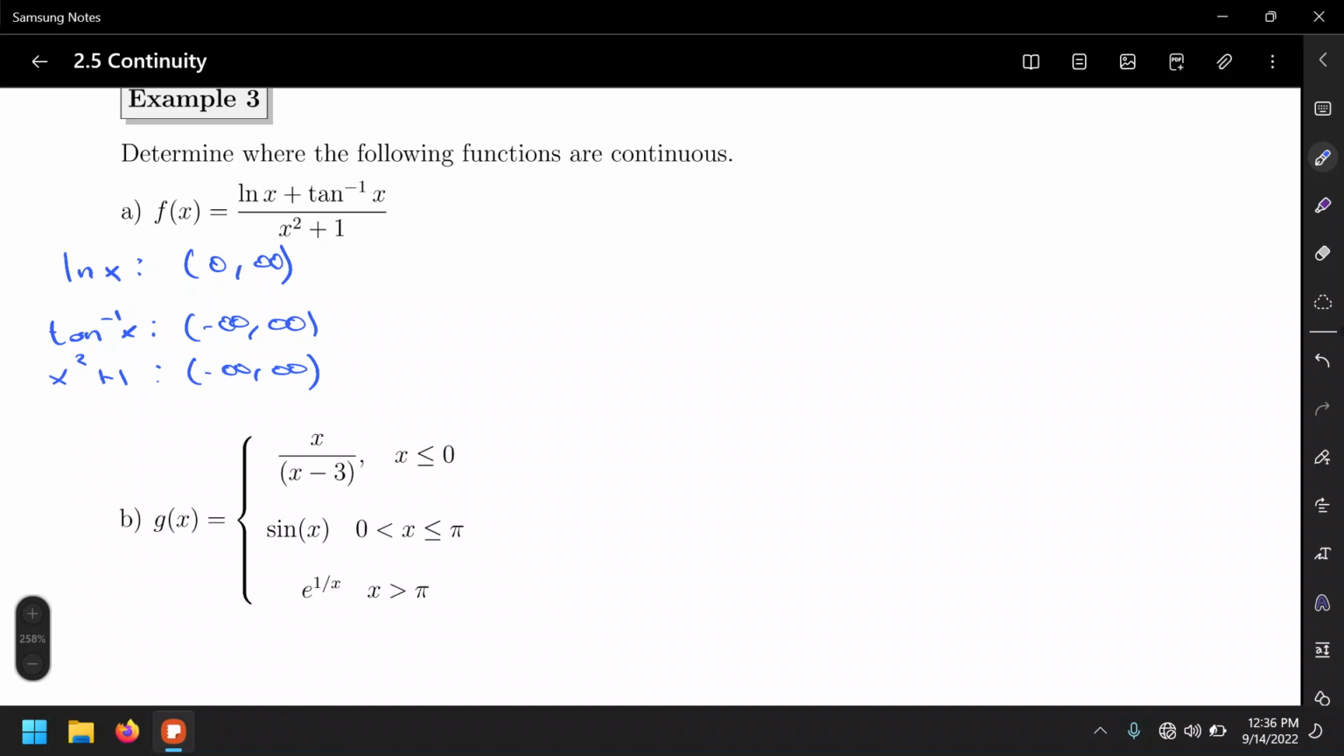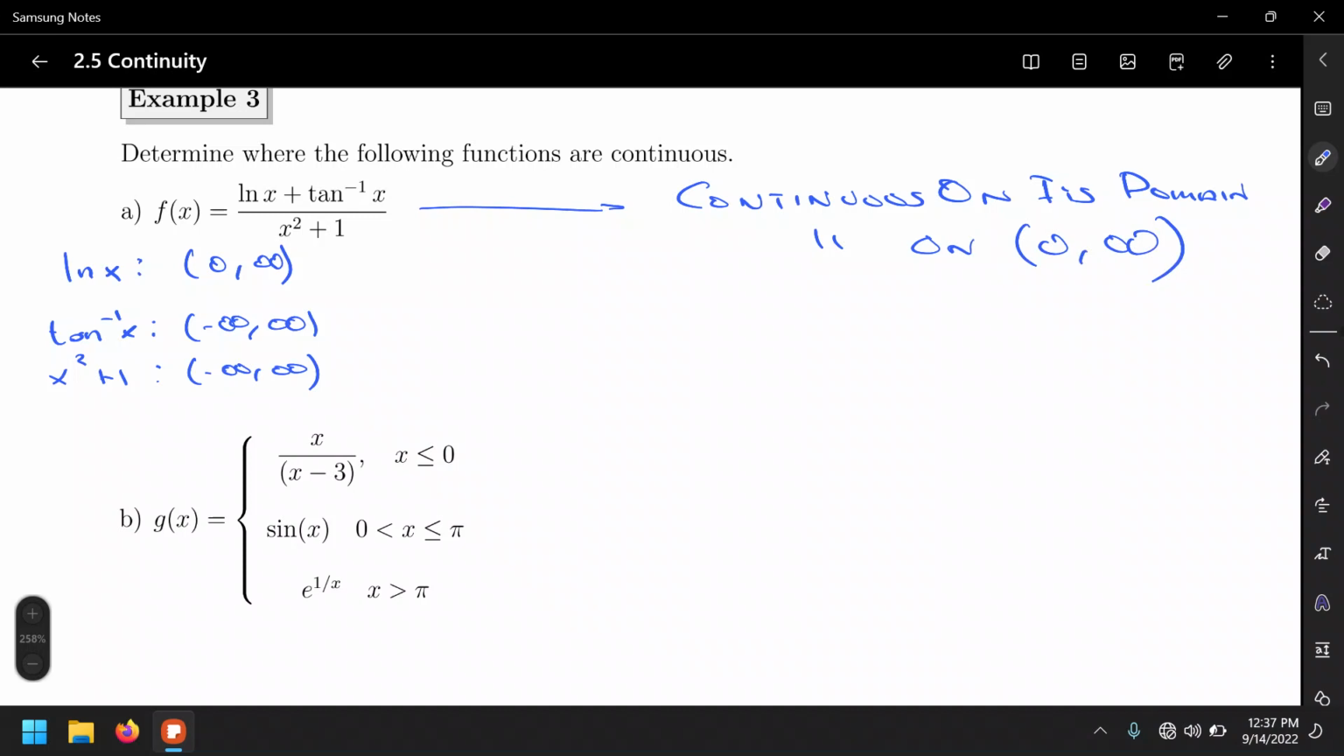Okay, well, putting these together, it's continuous on its domain. And yes, the domain of the arctan is all real numbers. The domain of the x squared plus 1 is also all real numbers. However, the restriction comes from the natural log function, which in this case is continuous on 0 to infinity.